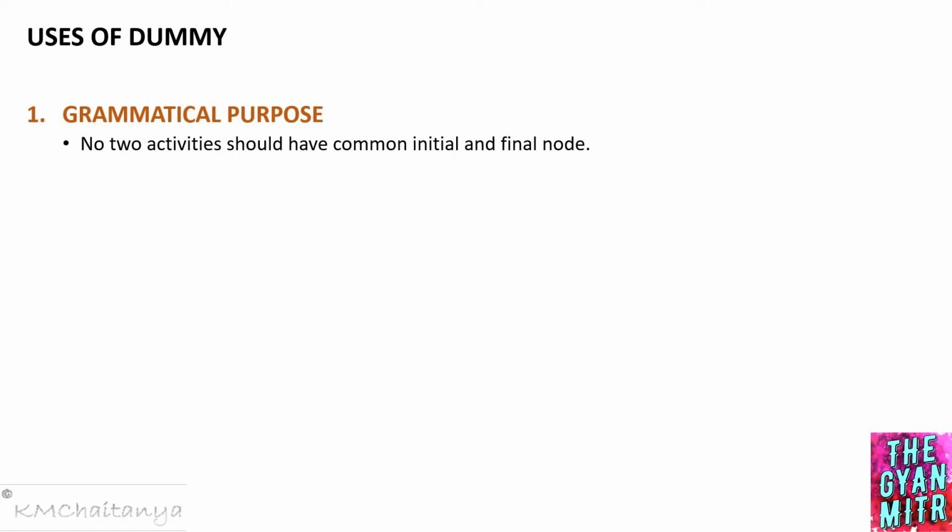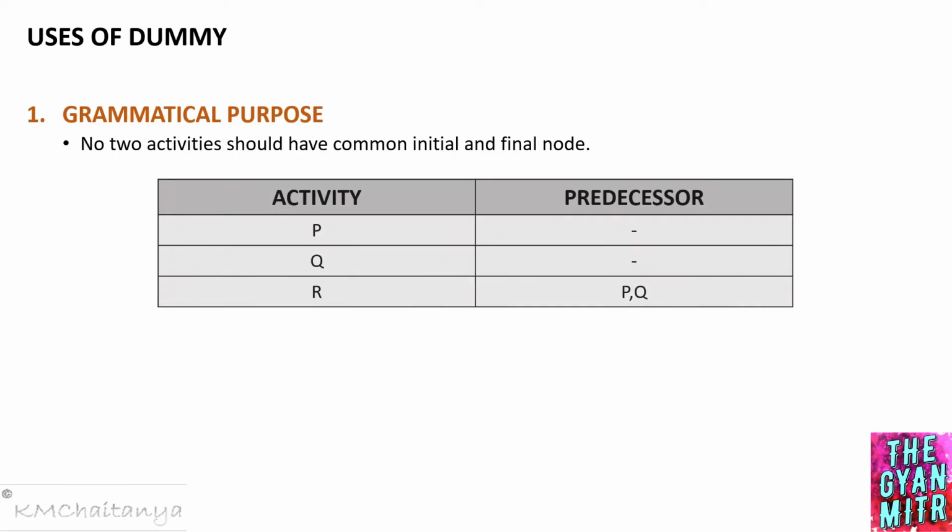We have also looked in our previous video at the procedure, or the rules, to draw a network diagram. In that we have one rule which states that two or more activities cannot have common initial and final node. So we will look into this situation by taking an example. We have an activity and predecessor relationship, with three activities in total for this example of grammatical purpose.